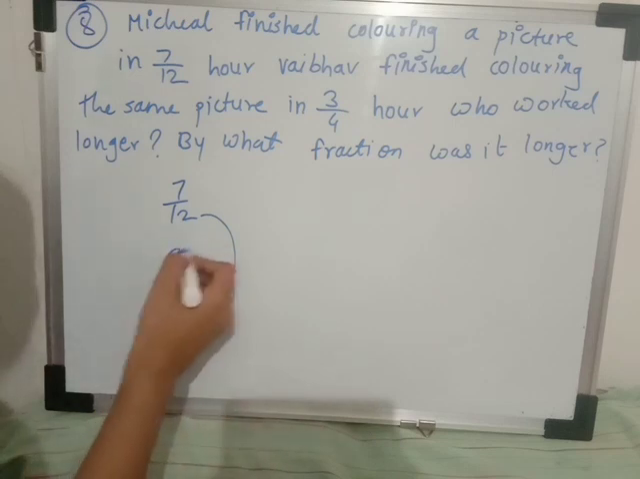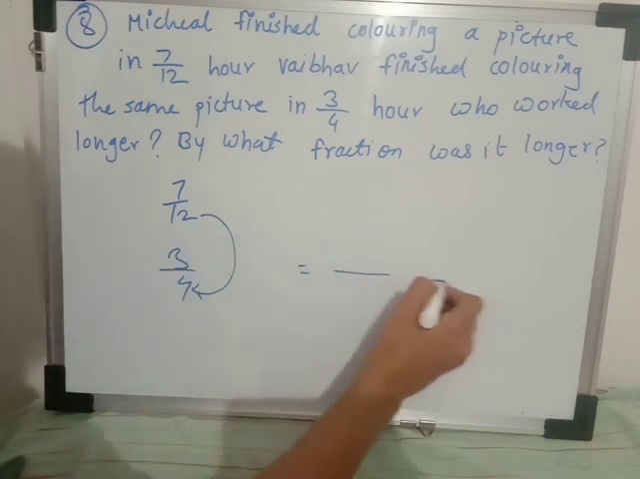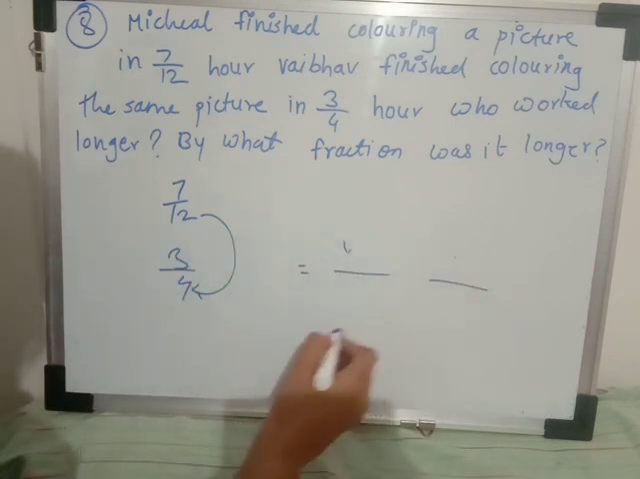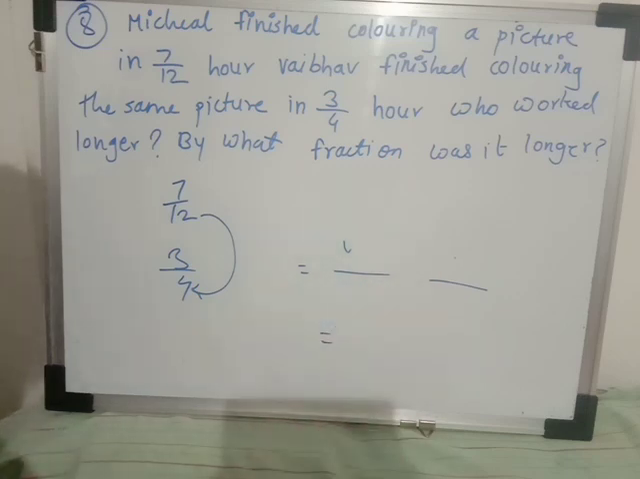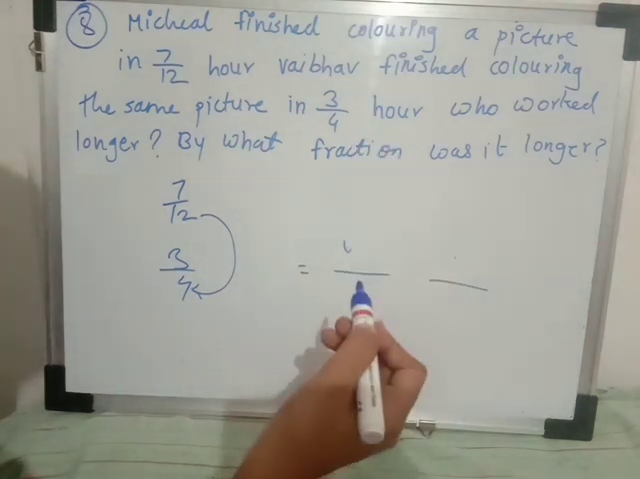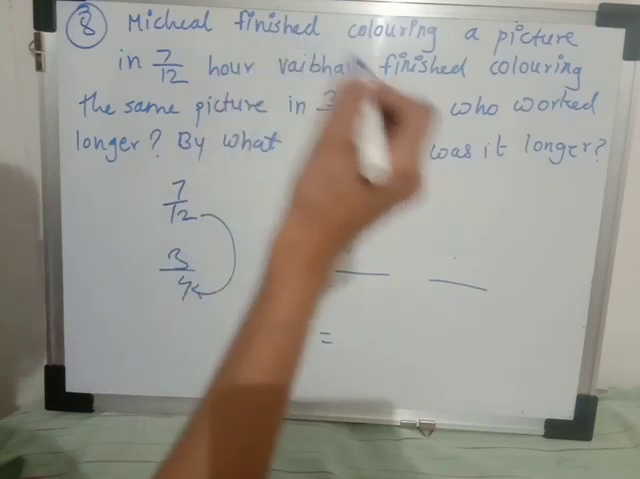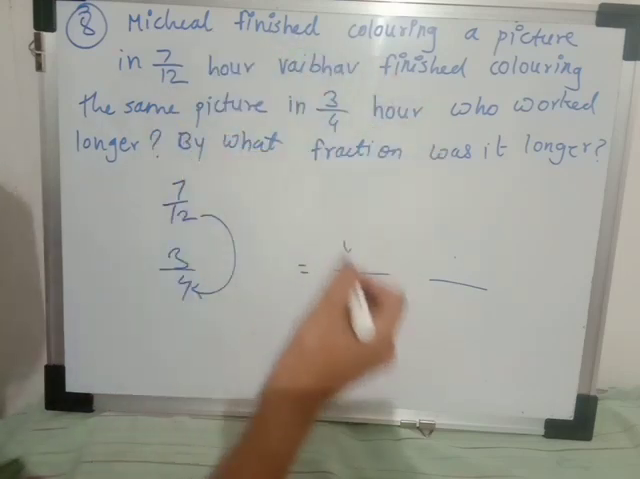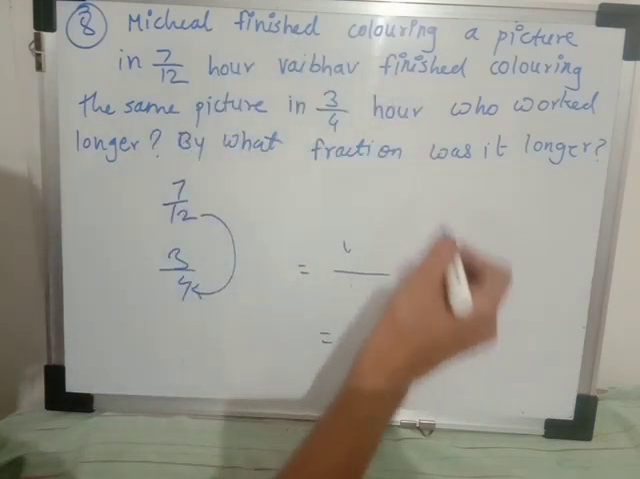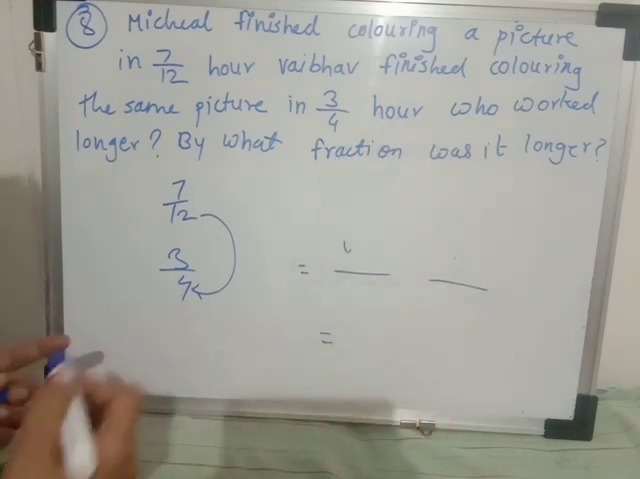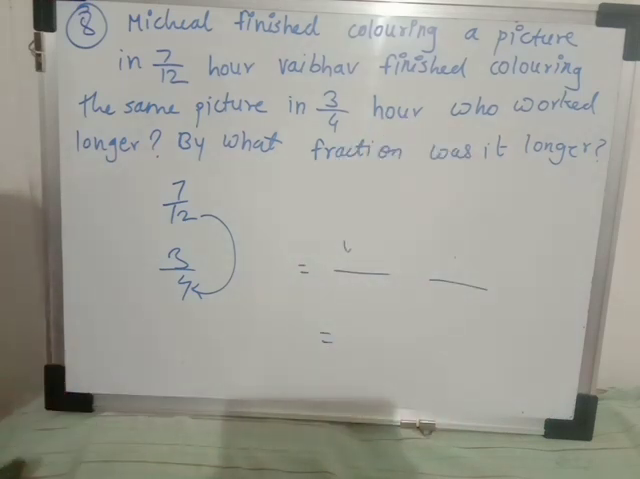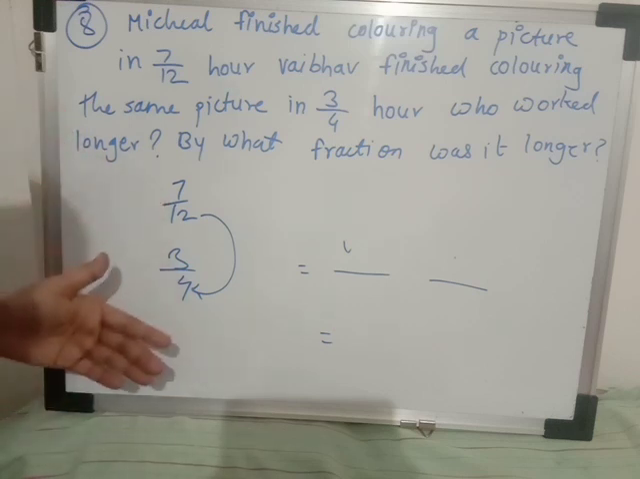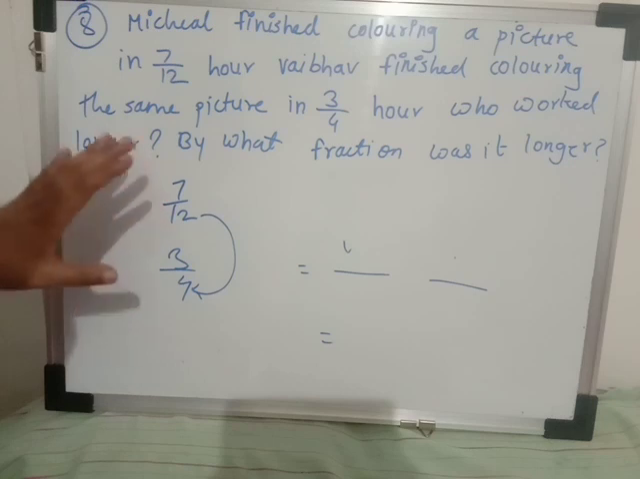Okay, so after that you will get the same denominator. From their numerators you just decide which fraction is greater, and the student with that fraction is the one who took more timing to color that picture. Okay, I hope you have understood. What I told you is to make the denominators of these 2 fractions the same. After making the denominators the same, you will know from the numerators.